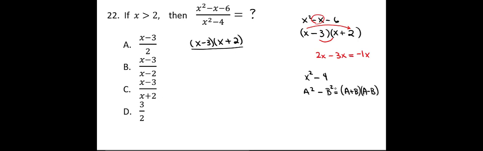Because a times a will give you a squared, and then a times negative b gives you negative ab, b times a gives you positive ab, and b times negative b gives you negative b squared. And the two middle terms cancel each other out because one's negative, the other one's positive. So you end up with the difference of squares.